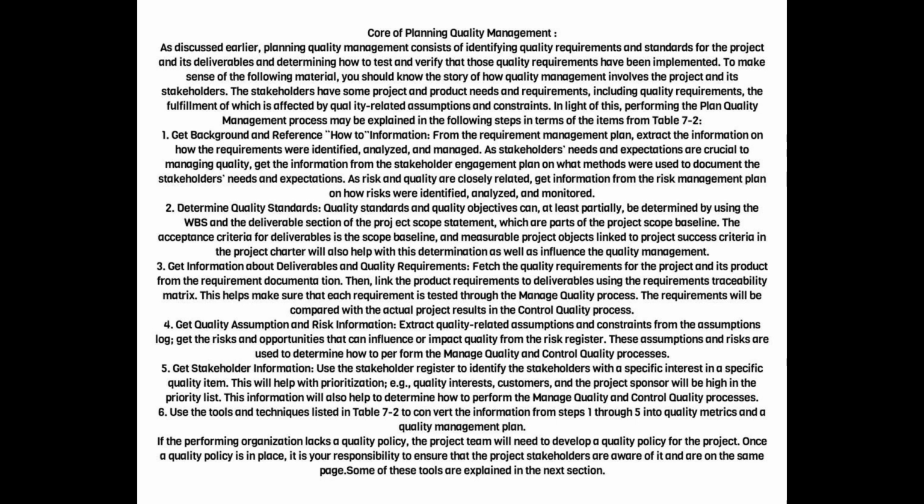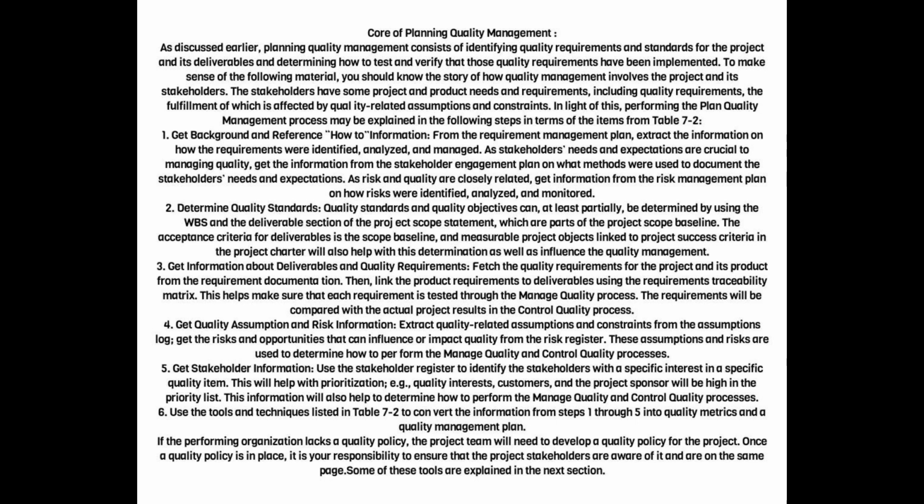4. Get quality assumption and risk information. Extract quality-related assumptions and constraints from the assumptions log. Get the risks and opportunities that can influence or impact quality from the risk register. These assumptions and risks are used to determine how to perform the manage quality and control quality processes.